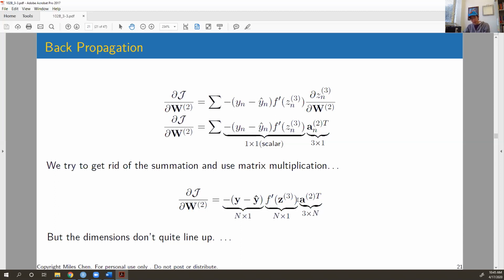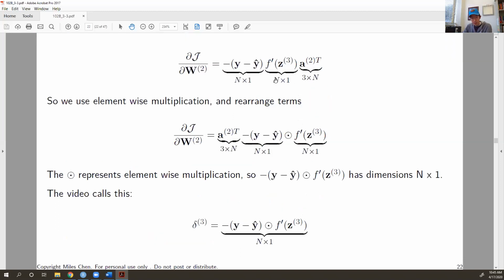But the result is I want to get basically a 3 by 1 here. So what I'm going to do, and this feels a little bit scary, is that these are all the correct terms, but I need to find the correct combination and way to multiply them. So I'm going to bring the A transpose to the front. And then I'm going to multiply this n by 1 matrix and this n by 1 matrix. I'm going to do element-wise multiplication.